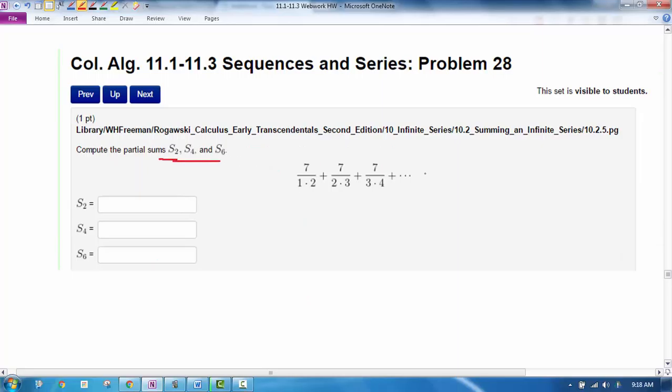Okay, the next one wants to find these partial sums. The first two would be adding up the first two, 7 over 2 plus 7 over 6, which you could do in your calculator quick enough. It gives you about 4.6 repeating.